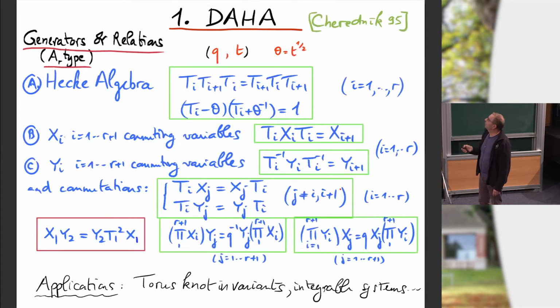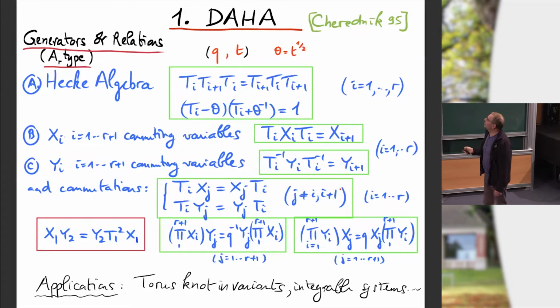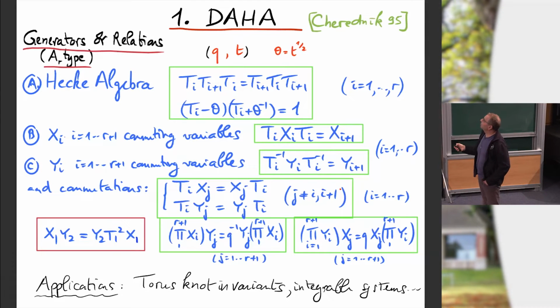So DAHA. This is the most boring slide of the whole talk. It's the relations of DAHA, right? So double affine Hecke algebra. It starts with Hecke, the H. This is just the braid relations plus the condition that you have two eigenvalues.